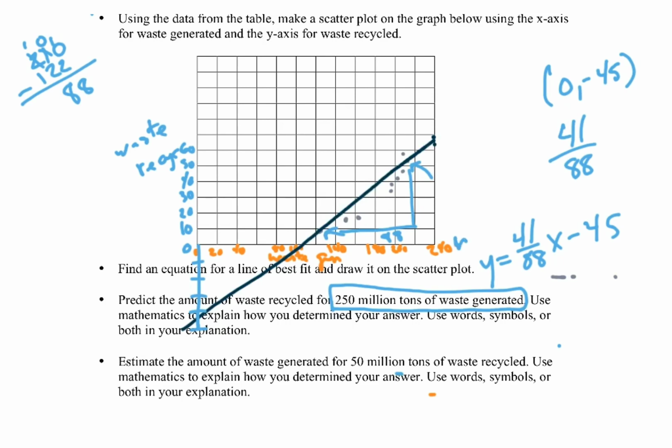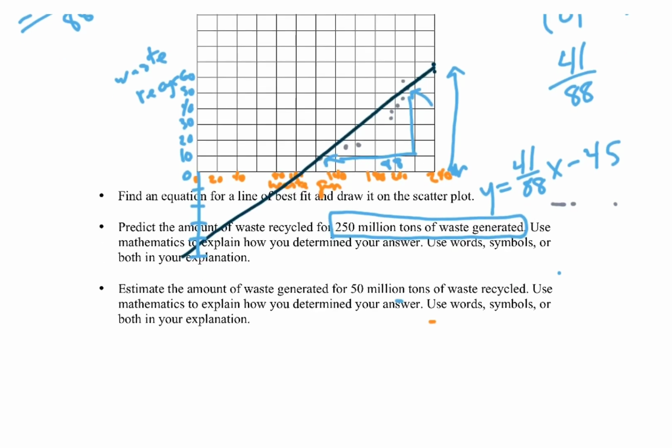Okay, so if we were out here at 250, where would we be? I could try to do it graphically, or I could just go y equals 41 over 88 times 250 minus 45. So then I just want to use a calculator to do that, because it's going to be easier. And we would end up with y equaling about 71.4773. So about 71.5 million tons recycled.